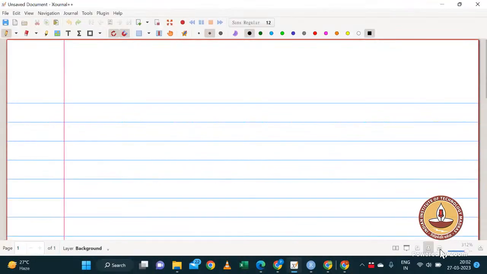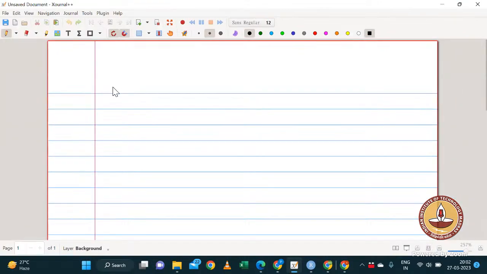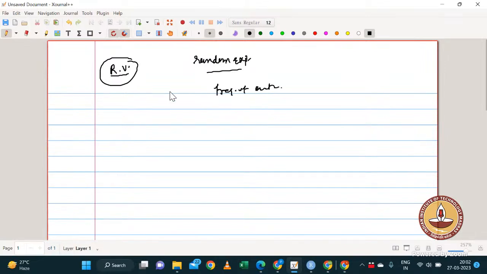Let me first define discrete and continuous random variable. After that, we'll proceed further. Let me share my screen. Can anyone tell me what is the meaning of a random variable? What do you understand by it? Sir, when a random experiment is conducted, outcomes are provided. Sometimes we are not interested in the outcome itself, but the frequency of the outcome. That's why we use a random variable to describe the outcome and find the probability of its frequency.